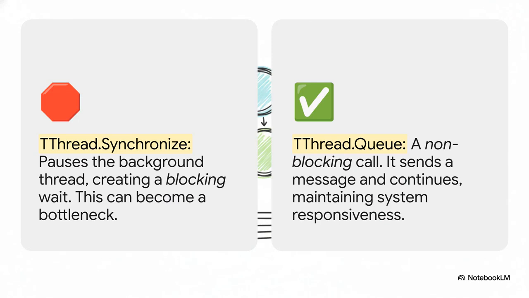Okay, so when you send that data back to the UI, you've got 2 main options: Synchronize and Queue. And this choice, it's a big deal. Synchronize is what we call blocking. It literally makes your background thread stop dead in its tracks and wait until the main thread is ready for it. You can see how that could cause new problems, right? But TThread.Queue, that's non-blocking. It just walks up to the main thread's door, drops a message in the mailbox, and then goes on its merry way. The main thread will get to it when it's ready. So the takeaway is simple. TThread.Queue is almost always your best bet for keeping things snappy.